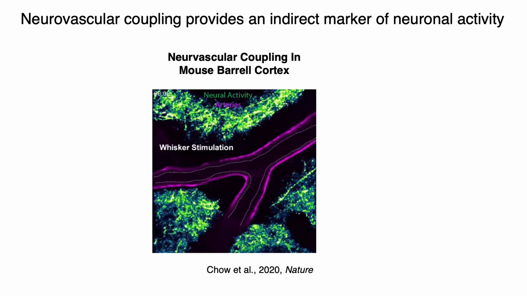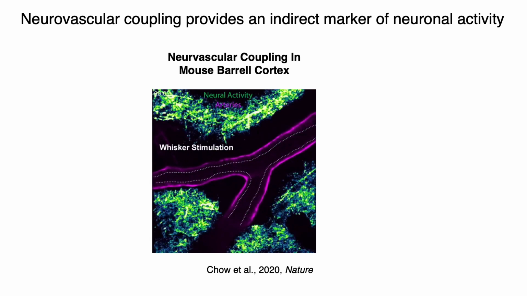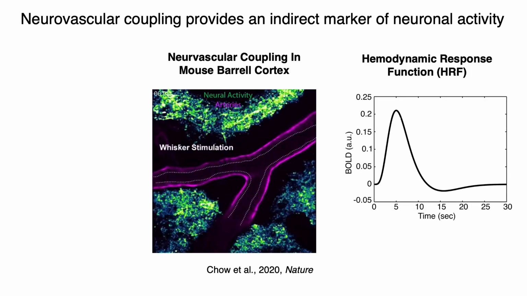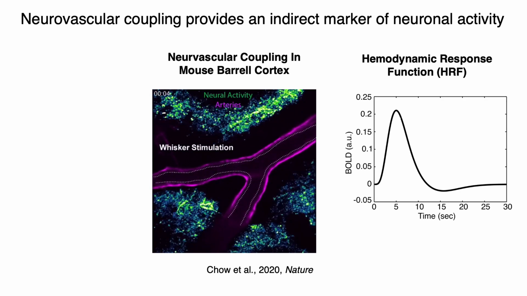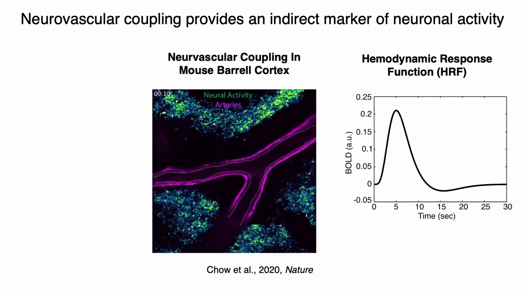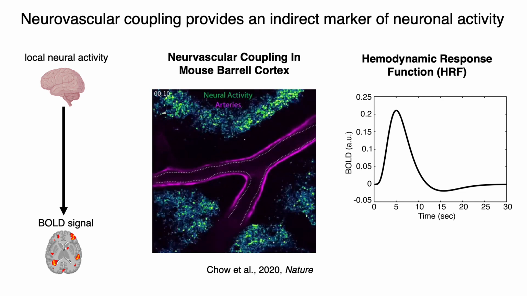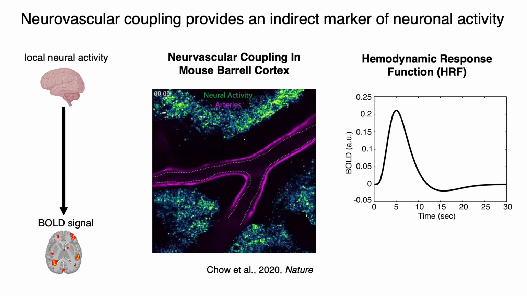When a mouse's whiskers are touched, neurons in its barrel cortex are depolarized, which causes nearby arteries to dilate. This leads to an increase in local oxygenated blood flow, peaking approximately 5 to 6 seconds after the onset of neural activity. This is the natural phenomenon fMRI exploits to help us infer the spatiotemporal structure of brain activity.